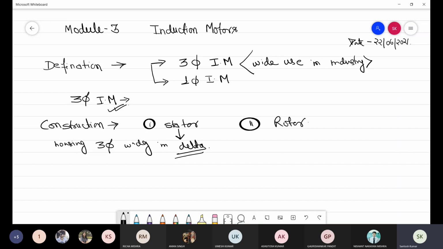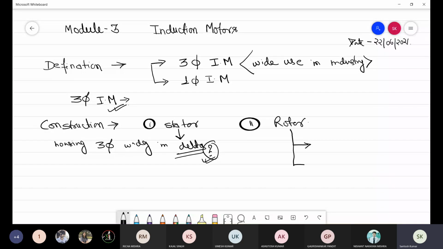इस चीज की जानकारी हमें आगे की पढ़ाई में मिलेगी when we will be dealing with the power system. ठीक है, और अगर इसकी जानकारी चाहिए तो पावर सिस्टम में जाके थोड़ा सा पढ़ो, you will get the knowledge of it. Now rotor basically three-phase induction motor का two types का होता है.